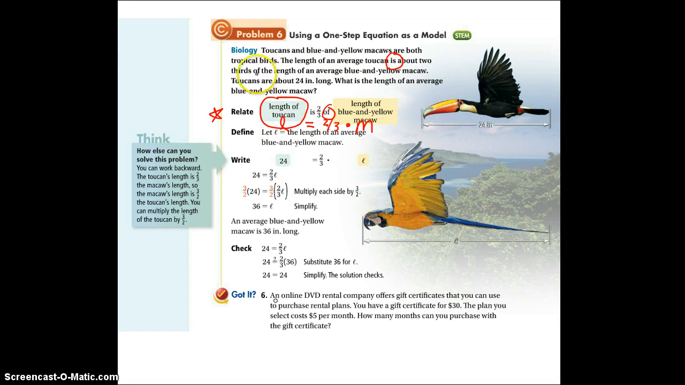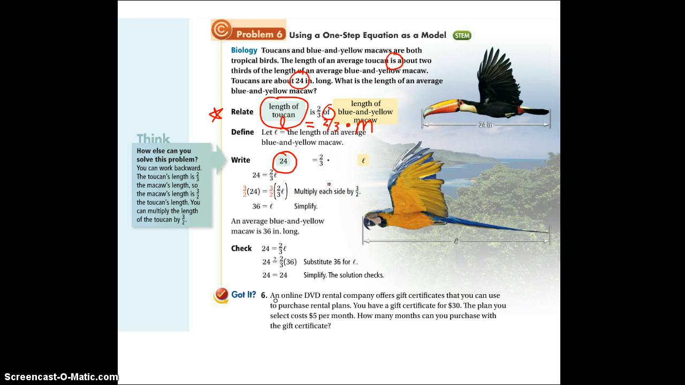Now, in the next part, they tell us that the toucans are about 24 inches long. So what we can do is take the 24 and put it into our equation wherever that's supposed to go. So the 24 represents the length of a toucan. So I would put that in for the length of a toucan. And now I can solve this.